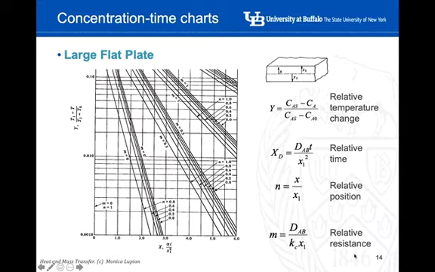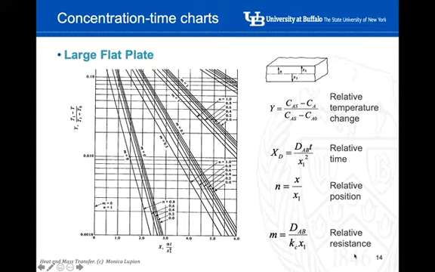This is the case of the large flat plate that you have in Appendix F in your textbook. The elements y, x, n, and m. And it's important, as mentioned, to know the definition of x1. So x in this particular case is the distance from the center of the flat plate to whatever position we are calculating the concentration, while x1 is equal to half of the thickness of the plate.